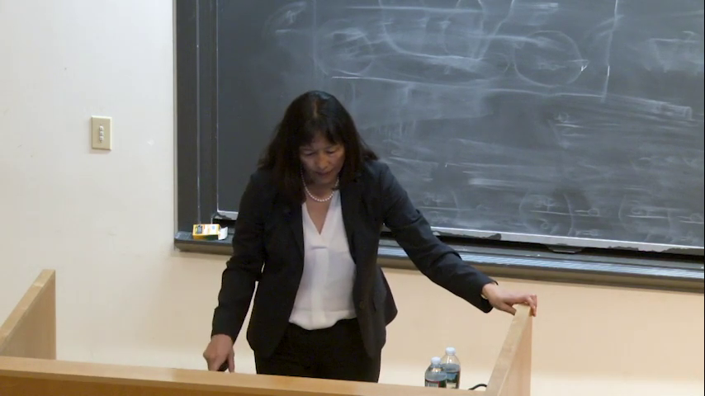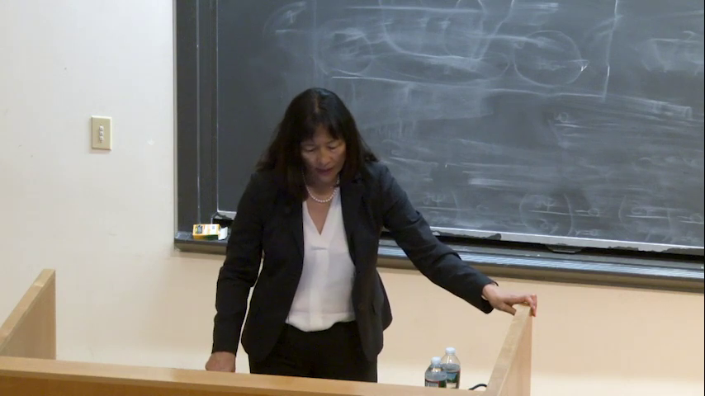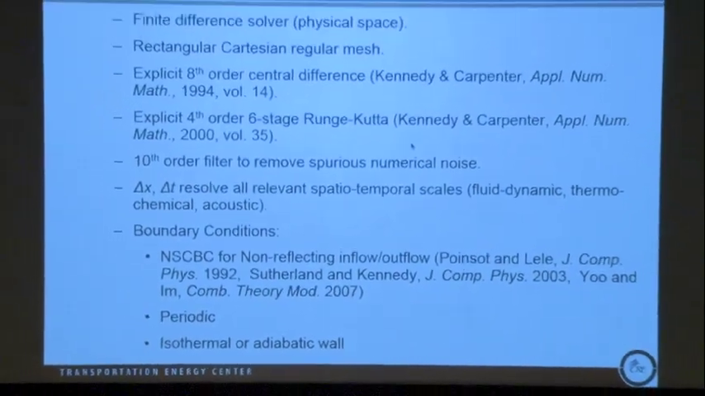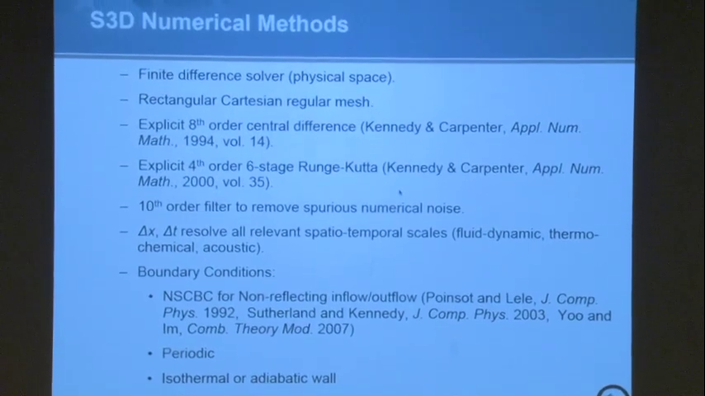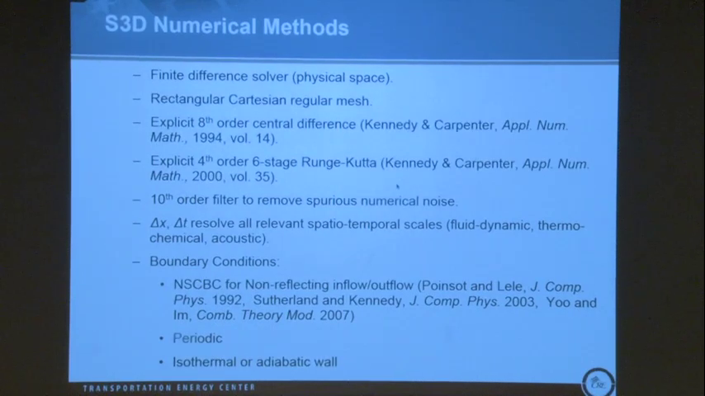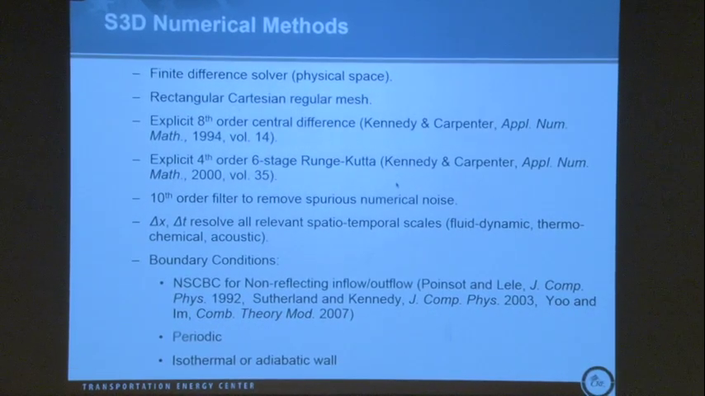So I've described the methods here. I should say also that we do apply a 10th order explicit filter to remove spurious numerical noise. So this would be comparable to de-aliasing at the highest wave numbers. And we resolve all of the spatial temporal scales, both the fluid dynamic scales as well as the thermochemical scales and acoustic scales. The boundary conditions are given by this reference by Poinsot and Lele for Navier-Stokes characteristic non-reflecting boundaries for inflow, outflow, and also wall treatments.